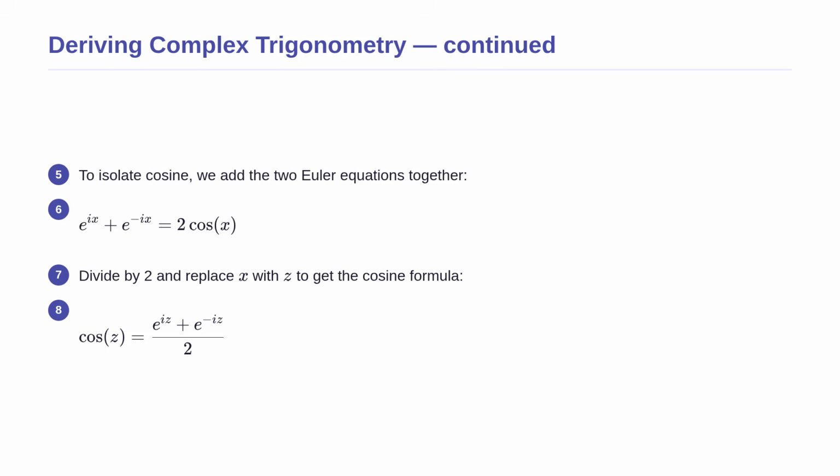To find the cosine formula, we simply add our two Euler equations together. When we do this, the positive imaginary sine term and the negative imaginary sine term cancel each other out completely. We are left with twice the cosine function on the right side of the equation. Dividing both sides by 2 gives us the pure cosine function written entirely in terms of exponentials. Finally, we take a mathematical leap of faith and replace the real number x with a complex number z. This gives the derived result for the complex cosine definition, showing exactly why the formula takes this specific shape.